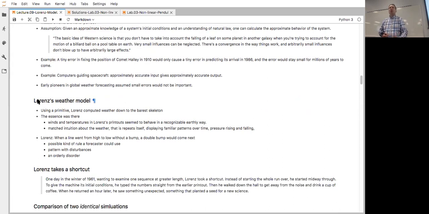Something that repeats itself. There's cycles, there's storms. It would come and go. The pressures would go up and go down. And Lorenz started to notice some patterns in his data. He'd start noticing that when a line went from high to low, as in the pressure went from high to low without a bump, a double bump would come next. High, low, and then high, low, high, low. Well, maybe these were some rules we could discover. Maybe there was something that a forecaster could use, that there was some pattern in the oscillations of the weather. Maybe if you just ran the model long enough, you'd see that there were cycles or patterns or things that you could use for prediction. There was disorder, but maybe it's an orderly disorder, something you can infer.